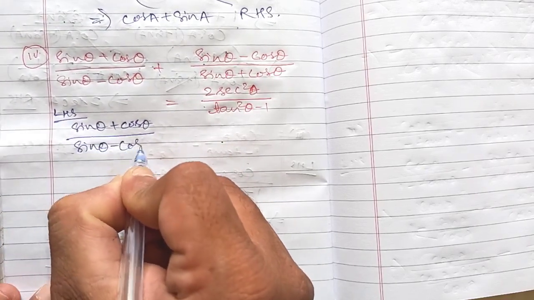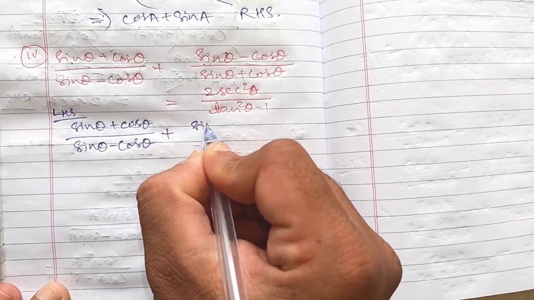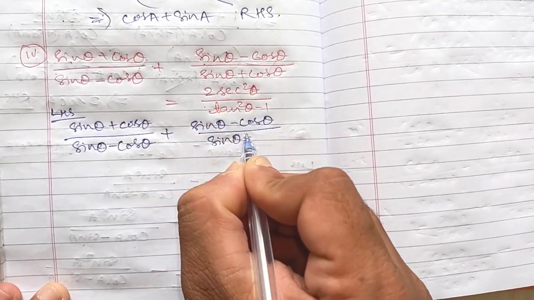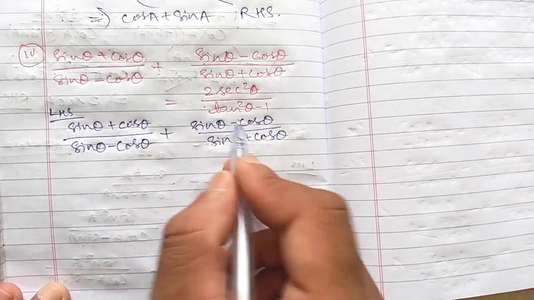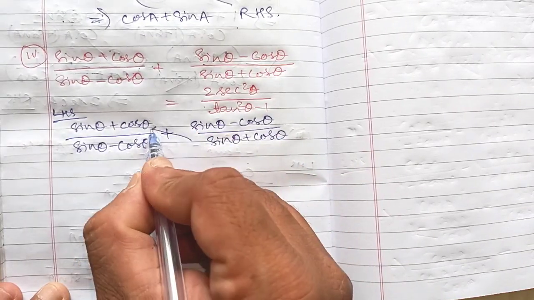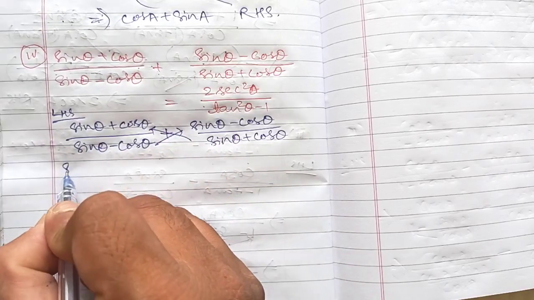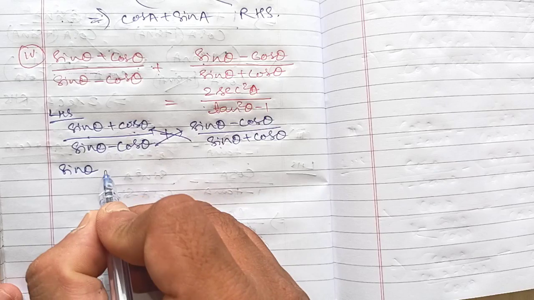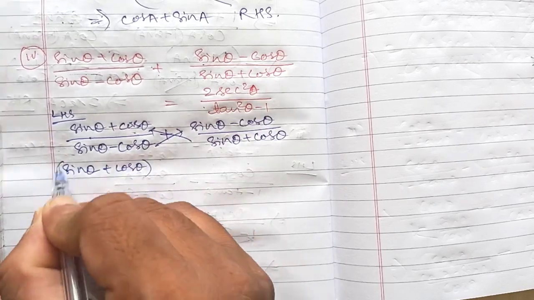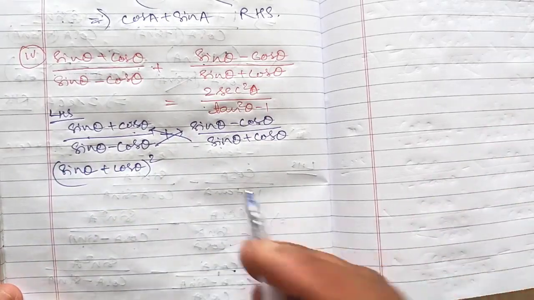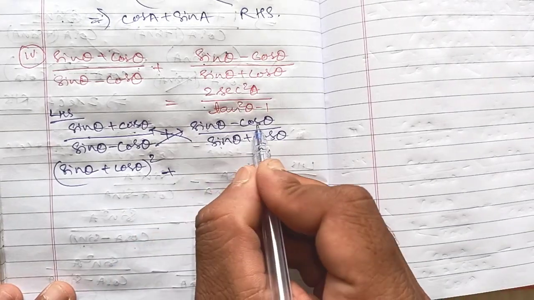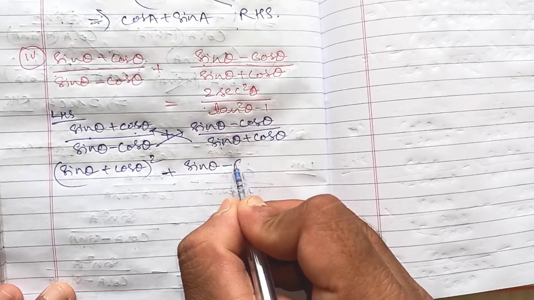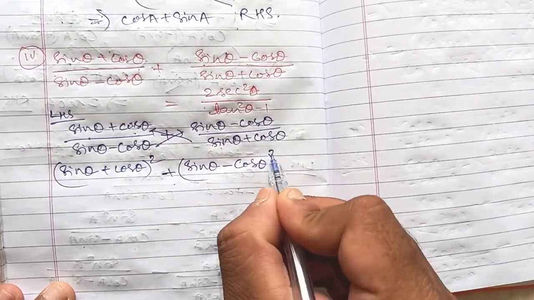Okay, (sin theta − cos theta)/(sin theta + cos theta) + (sin theta + cos theta)/(sin theta − cos theta). Whenever you are having two terms like this, cross multiply. So sin theta plus cos theta into sin theta plus cos theta will give you (sin theta + cos theta) whole square, plus sin theta minus cos theta into sin theta minus cos theta will give you (sin theta − cos theta) whole square.